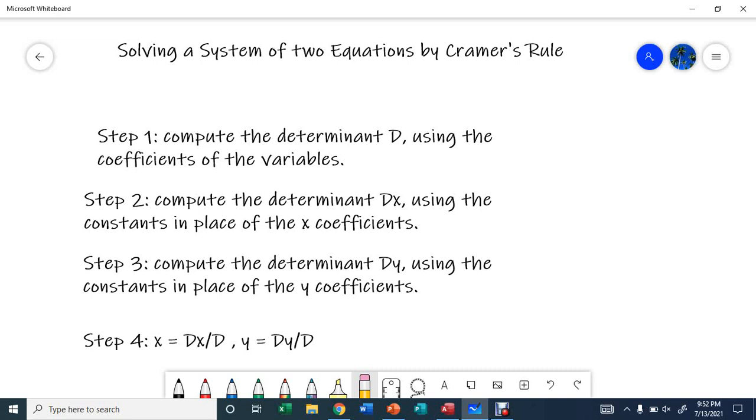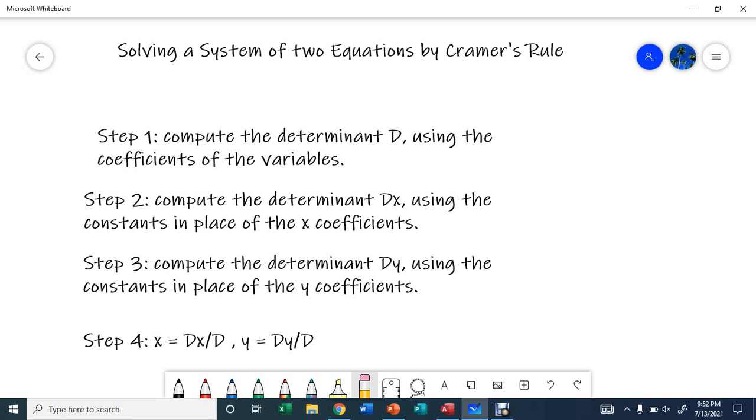When it comes to solving a system of equations, there are many ways to do so, such as substitution and elimination and so on. However, fewer people use Cramer's rule to solve a system of two equations. So in this video, I will go through the steps of Cramer's rule. Then I will solve a couple of questions using this method. So let's start.